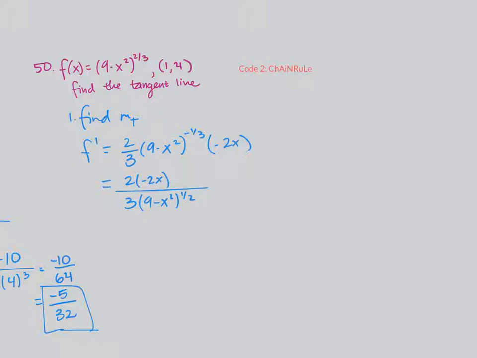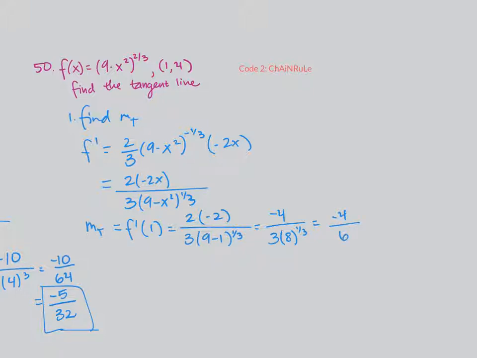Okay. And then I'm going to simplify by bringing down that (9 minus x squared) to the negative 1/3. So this is 2 times negative 2x over 3 times (9 minus x squared) to the 1/3. And then now I'm going to find my slope by plugging in 1, which is my x value for my point, into my derivative. So it's 2 times negative 2 over 3 times (9 minus 1) to the 1/3. So this is negative 4 over 3 times 8 to the 1/3, or the cube root of 8, which is negative 4 over 6, because it's 3 times 2. So our slope is going to be negative 2/3.